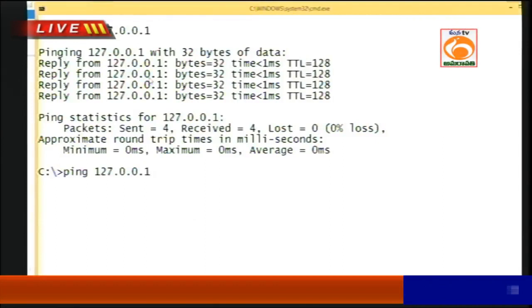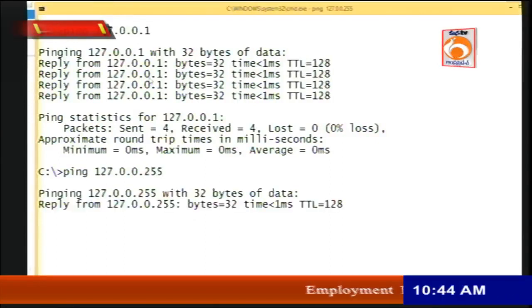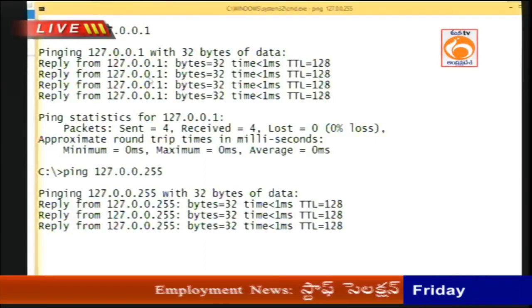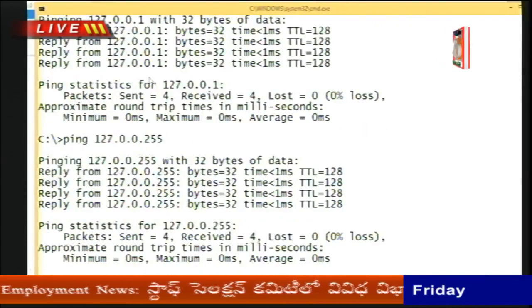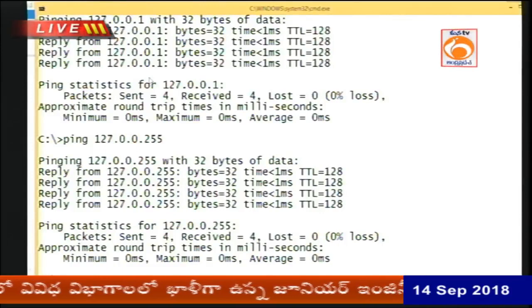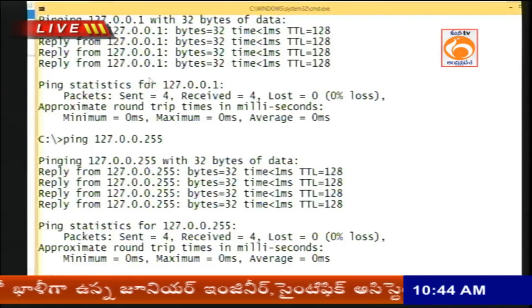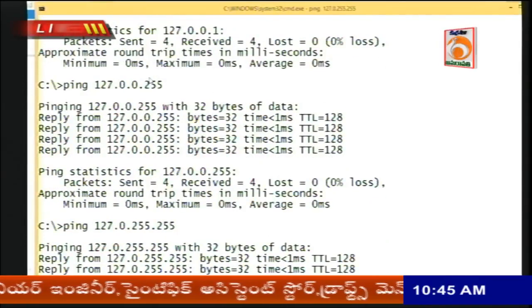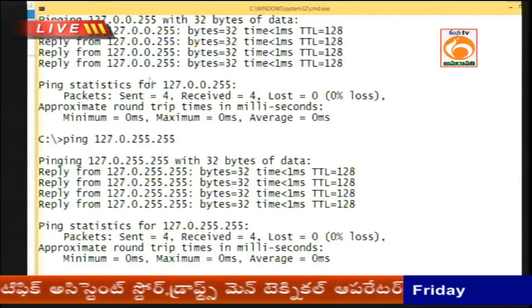Not only this particular IP address, any IP address in this series will provide the same response, because this is a loopback IP address, and a loopback IP address is only to check whether there is communication within the local operating system. So all these IPs are reserved only for the loopback test.